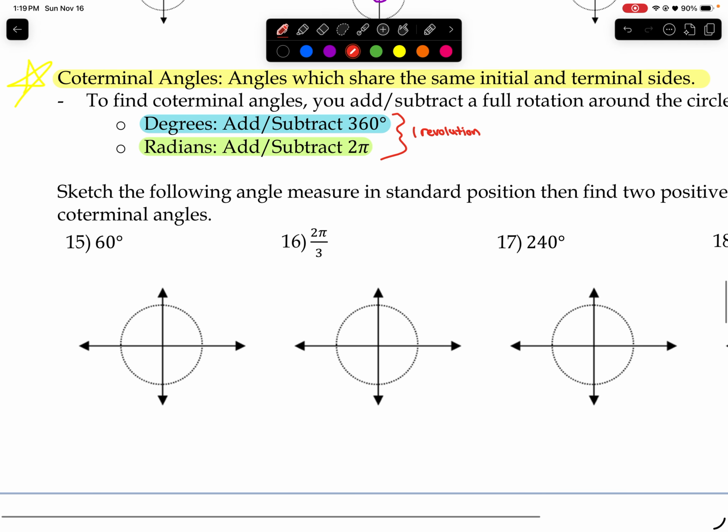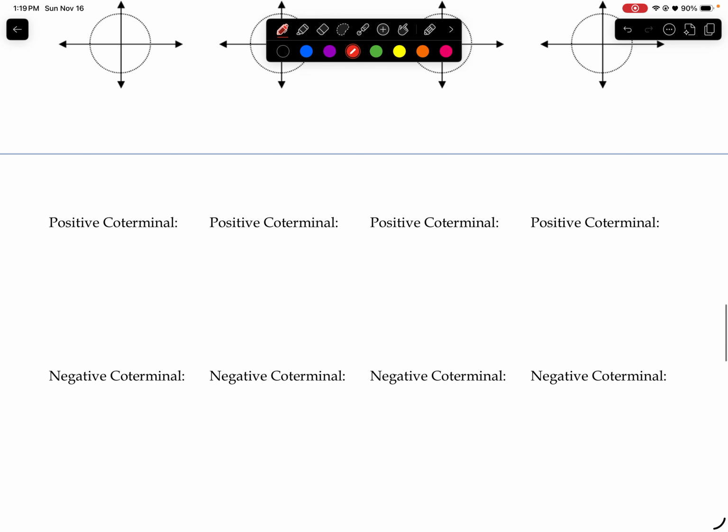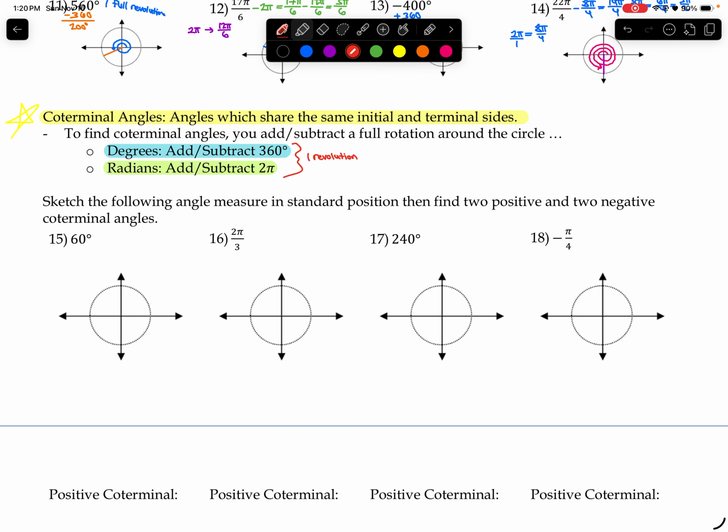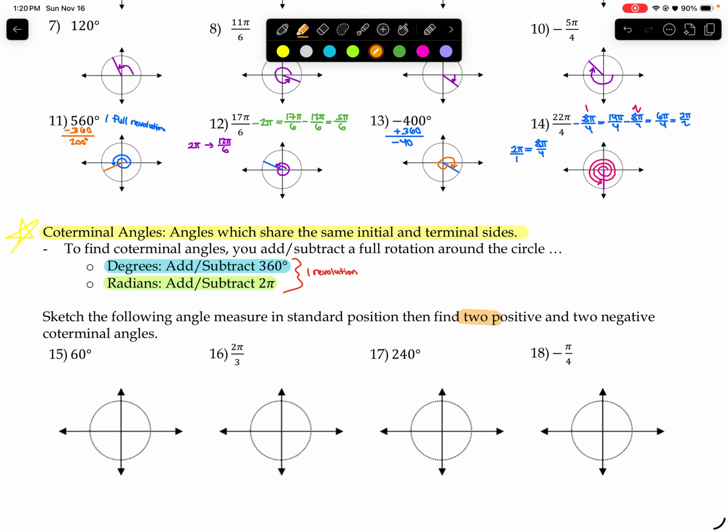So we're going to sketch the following angles in standard position, and then down below on the next page is where we're going to find the coterminal angles. Now, with what I said in the directions, we're going to find 2 positive and 2 negative. We're going to find 2 of each, so 4 total.